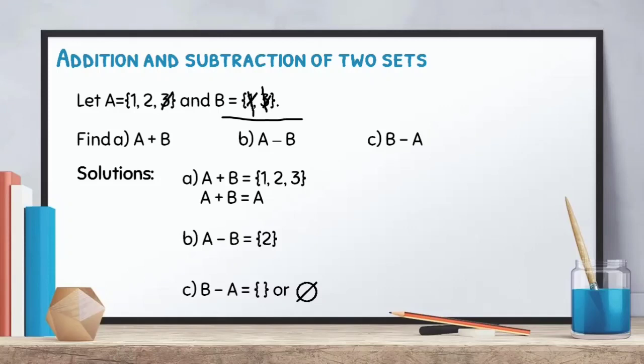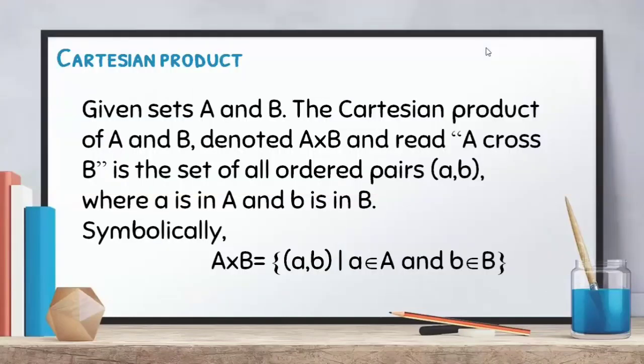Okay, so bottom line, your A minus B is different from B minus A. So you have to be careful with your set operations. So any question for addition and subtraction of two sets? Any question? None. So now let's proceed with our Cartesian product.